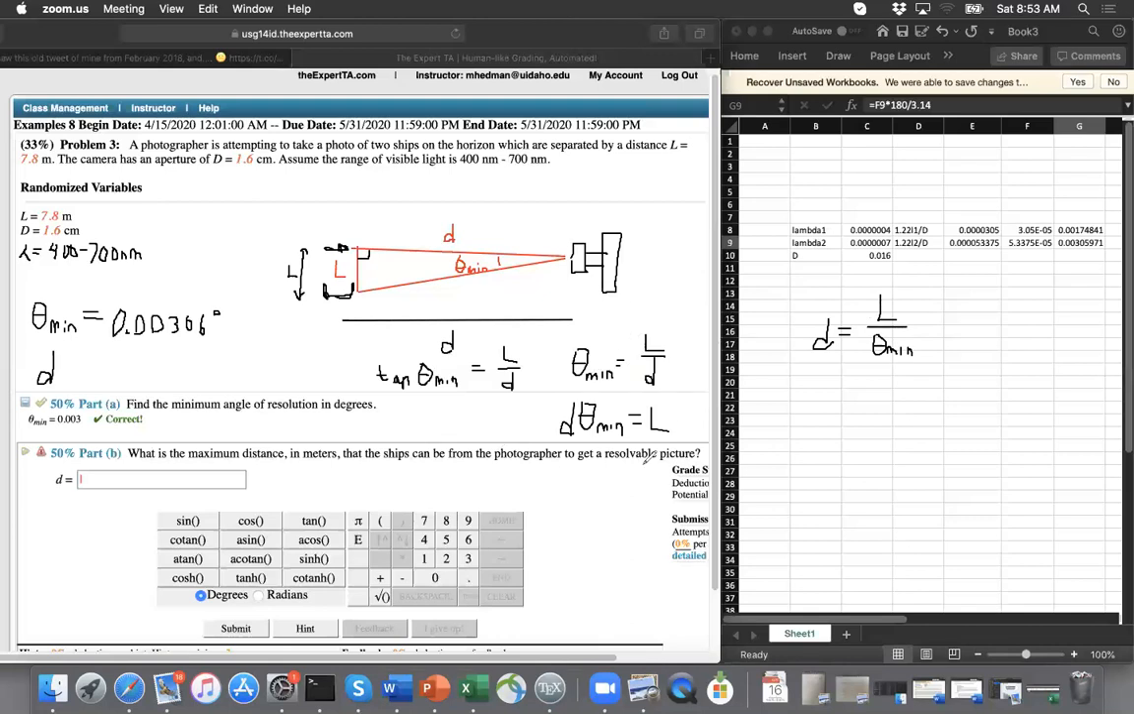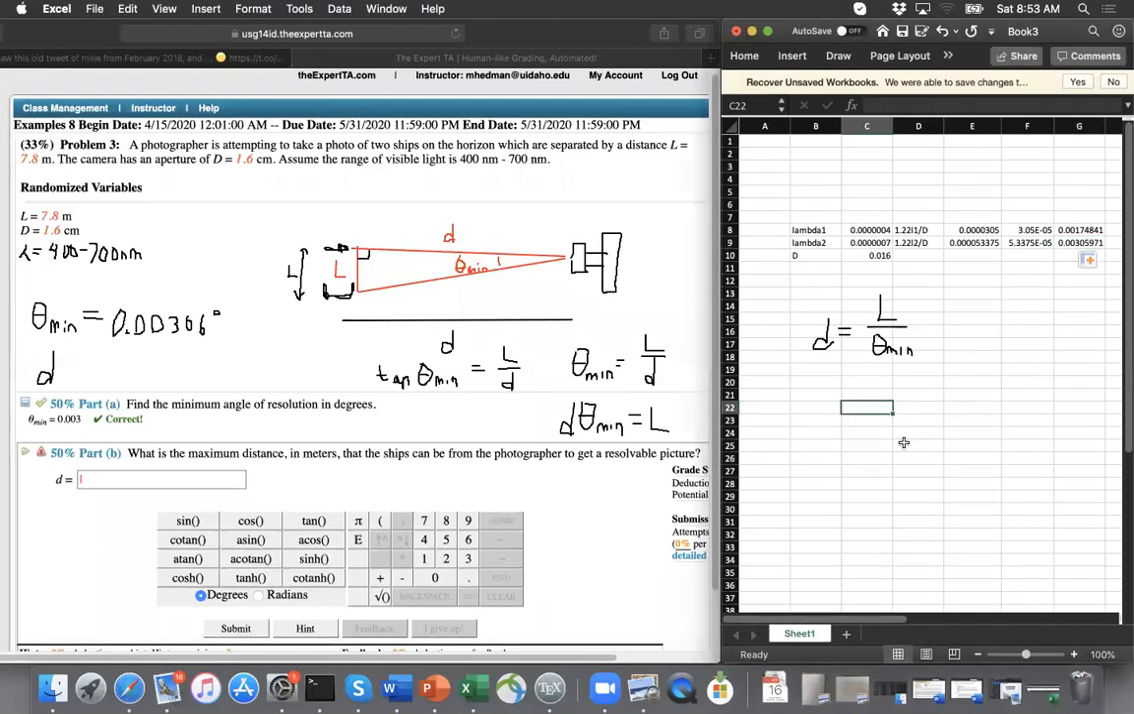This is an expression that makes sense because you can check it quickly, because when you divide things out it's really easy to flip things around. If you make L bigger, make the separation between the boats bigger, the distance should be larger; you can see them at larger distances. So that makes sense. If you have something with a better resolving power, where theta min is smaller, the boats can be farther away before you see them. So hopefully this makes some amount of sense. And so now all we have to do is plug in some numbers.